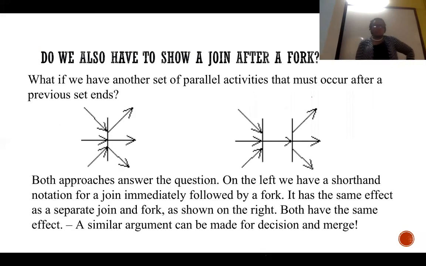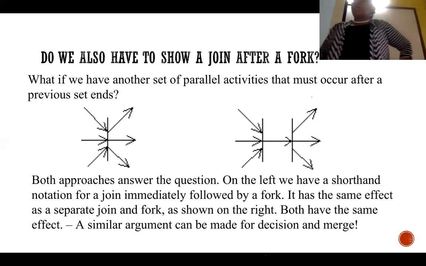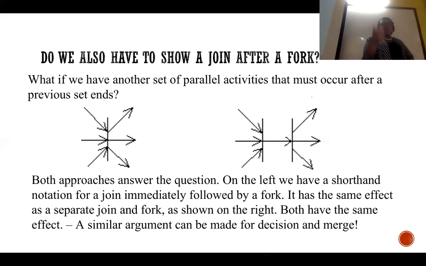So here's a question. Do we also have to show a join after a fork? Do you always have to do it? For example, if you have a join, and right after that you want another fork, and there are no actions in between, there are two different ways that you can represent it. The main reason I have this here is because some students had this question a few years ago, and I thought it was good to show the example. It depends on style, but you can use the bar as both a fork and a join.